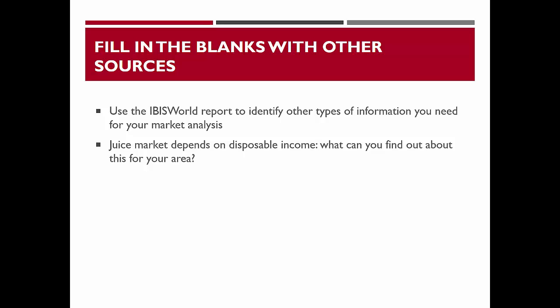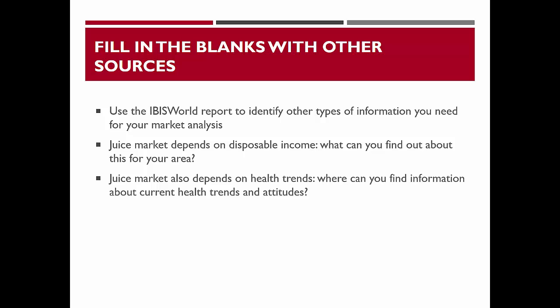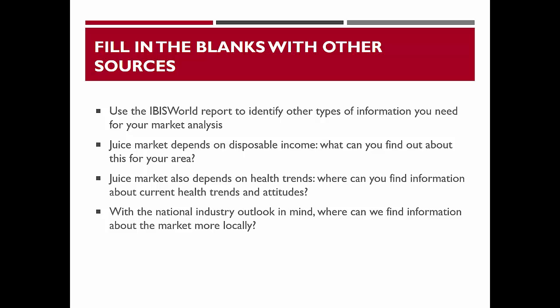For our particular example of the juice company, we would need to know that, okay, the juice market is going to depend on having some disposable income. What can you find out about income levels and about disposable income and about spending patterns for your specific geographic area that you're targeting? The juice market is also going to depend on health trends. Where can you find information about current health trends and attitudes and trends in consumer spending on food products? And then the IBIS World Report is a national report, so it's looking at the whole U.S. Where can we find information that's similar to what's in the IBIS report, but for the more local market? You're going to want to think about sources that might have more local information.